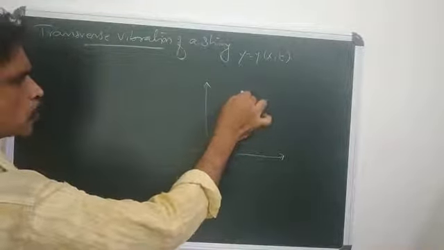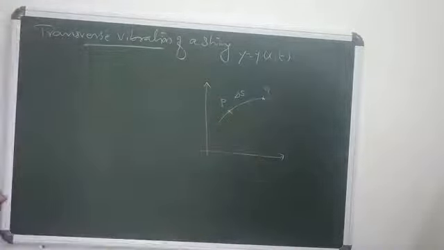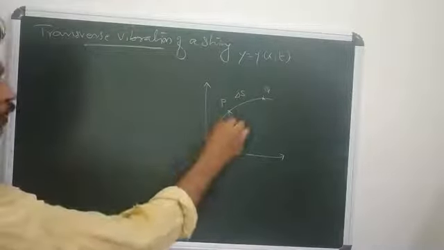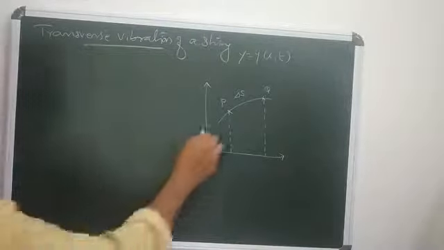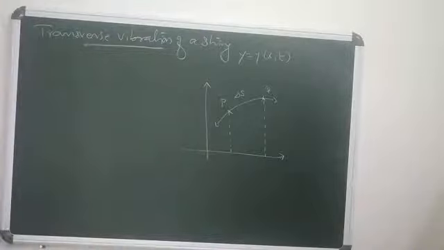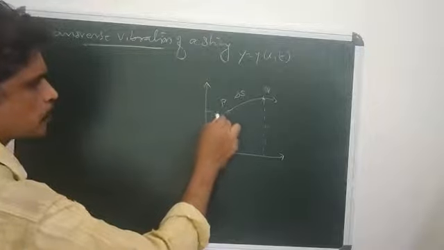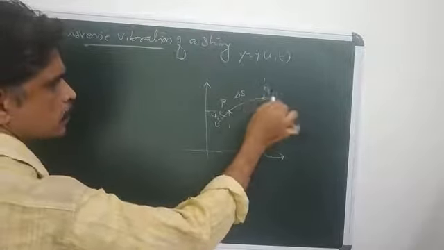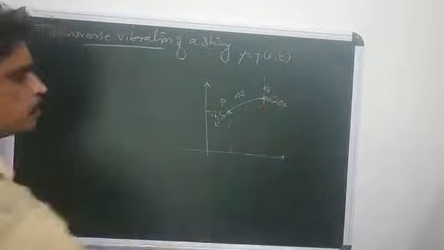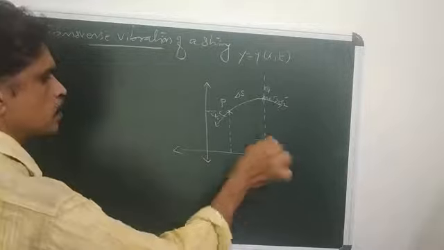Consider the small portion of the string, delta s, between the two points P and Q of the string. P and Q are any two points on the given string. Let delta s be the small portion between P and Q. Suppose this angle is psi 1 and this angle is psi 2. Psi 1 and psi 2 are the angles made by these points P and Q with the x and y axis respectively.